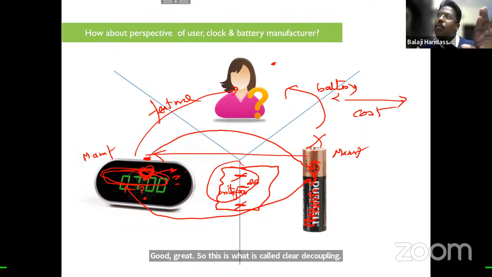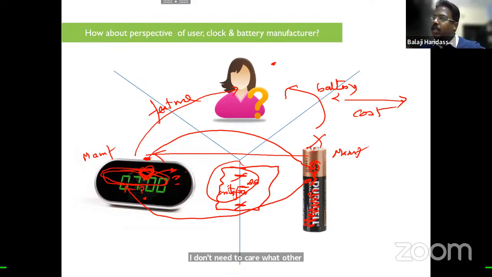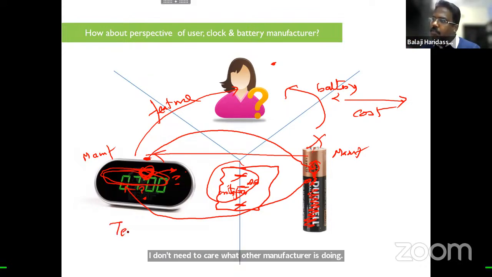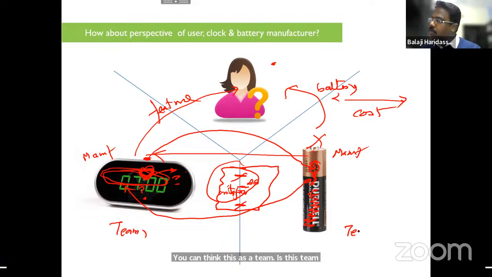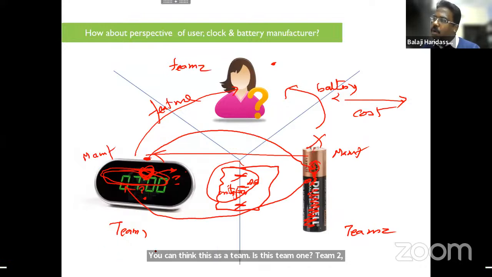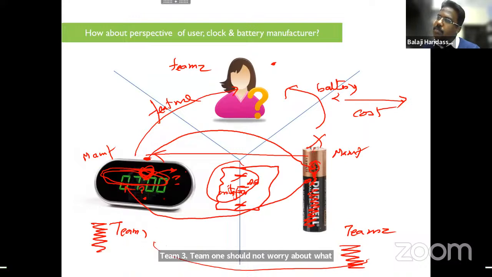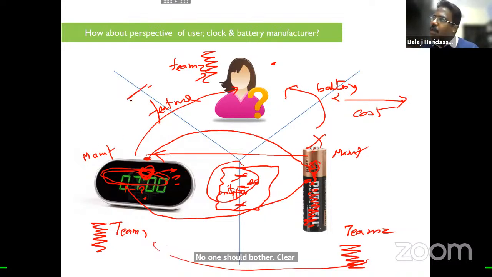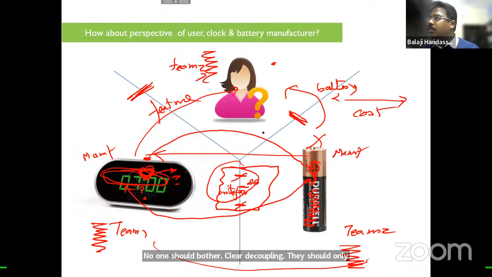I don't need to care what another manufacturer is doing. You can think of this as a team. This is team 1, team 2, team 3. Team 1 should not worry about how team 2 or team 3 are implementing internally. No one should bother. Clear decoupling. They should only bother about how to call your interface. Is the idea clear so far?